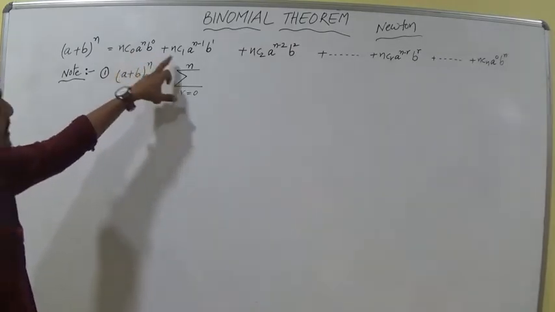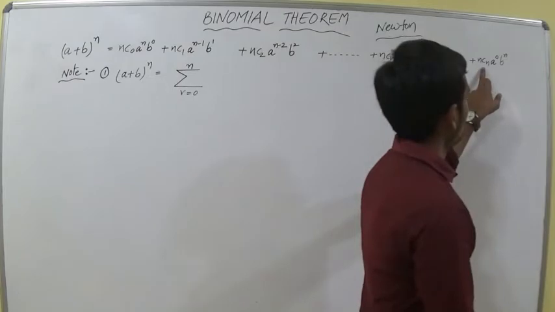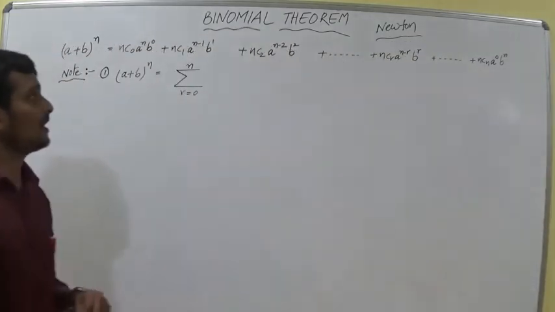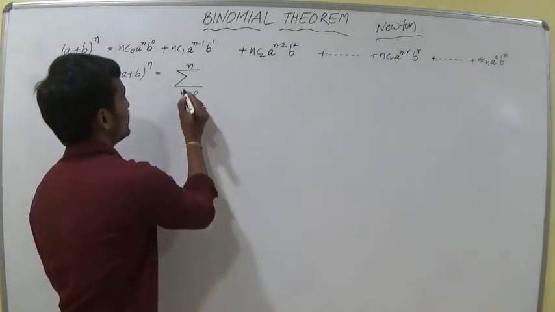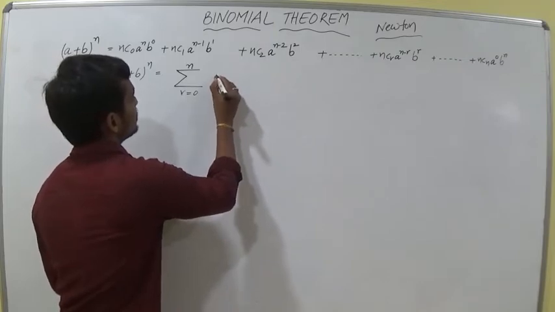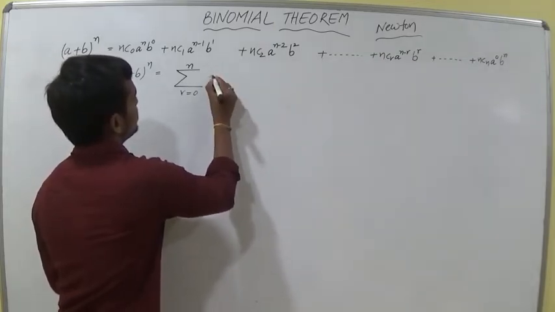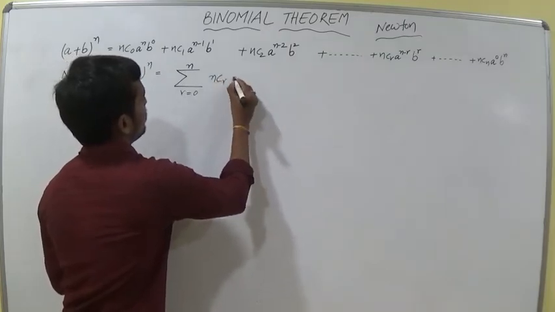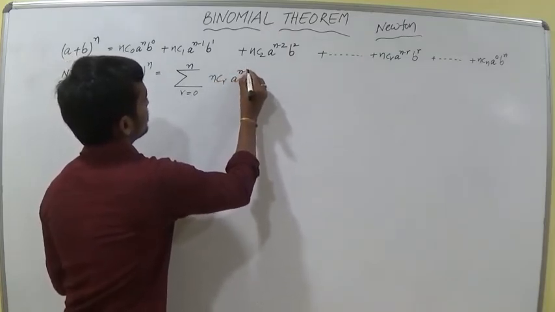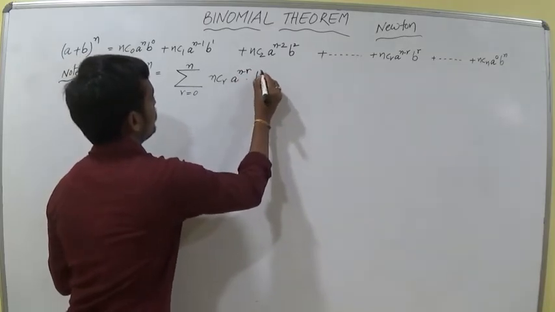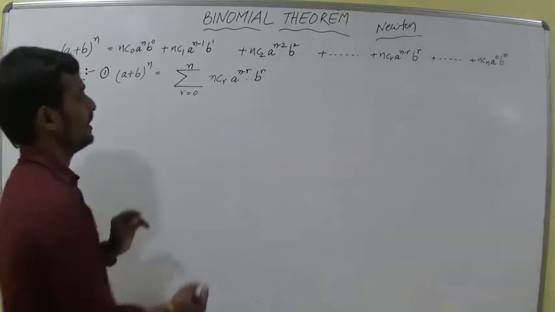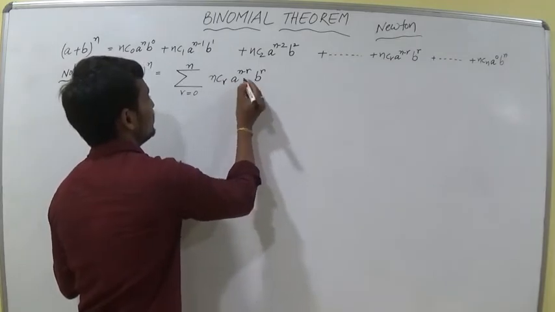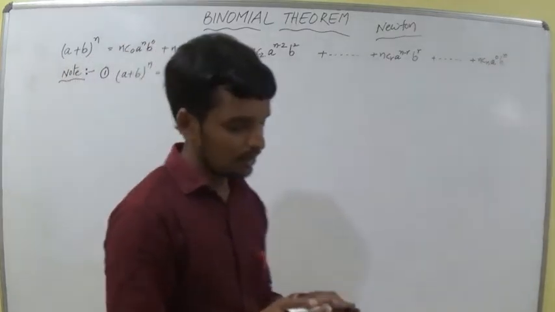Why here? nC0, nC1, nC2, nCr and nCn. The values of r go up to n. So how can we write here? We write nCr a power n minus r into b power r. Observe here: nCr, a power n minus r into b power r.